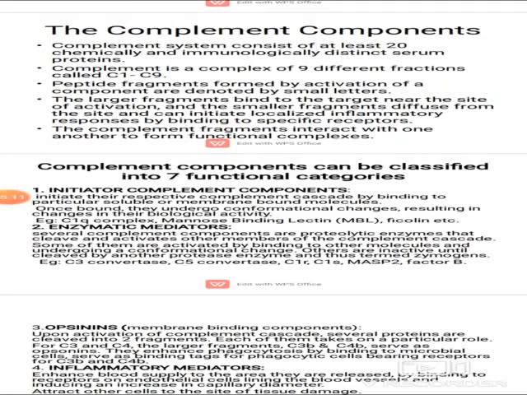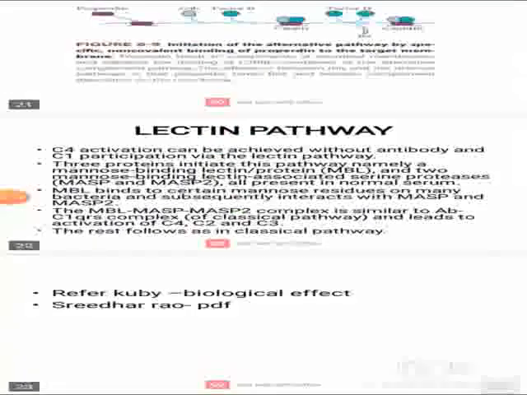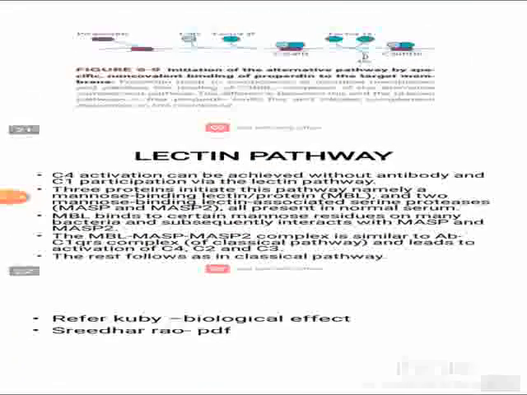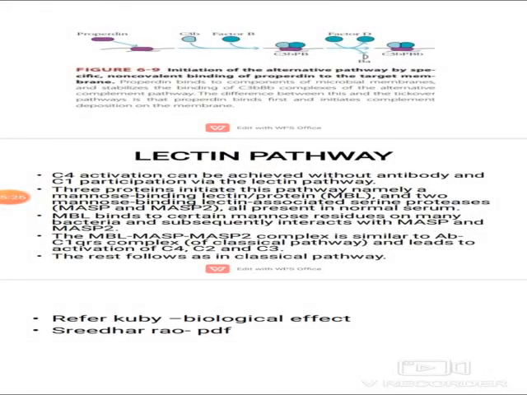MBL is, as you can see, an initiator complement component. Then MASP2 is an enzymatic mediator. So by using all this, the last pathway, the lectin pathway, will happen. So this is the end of the story. Thank you.